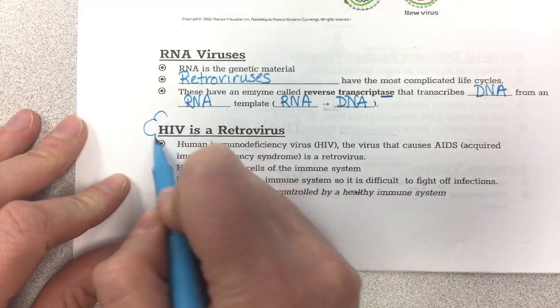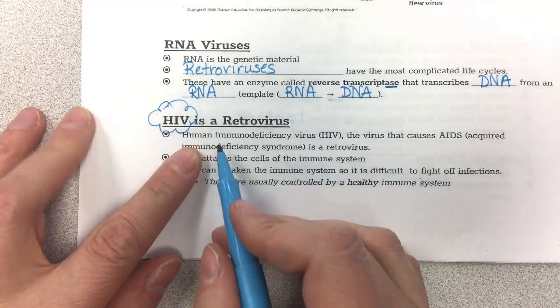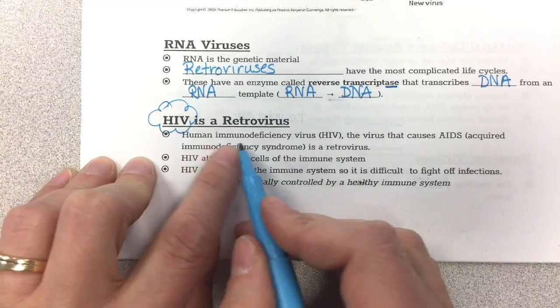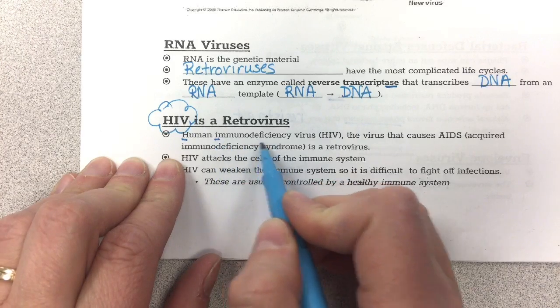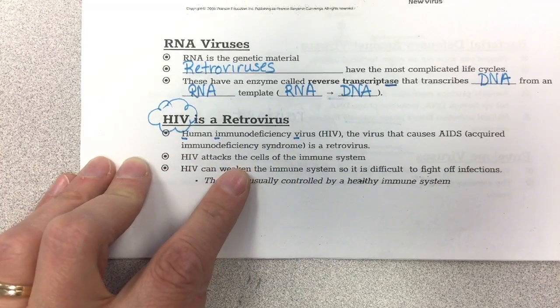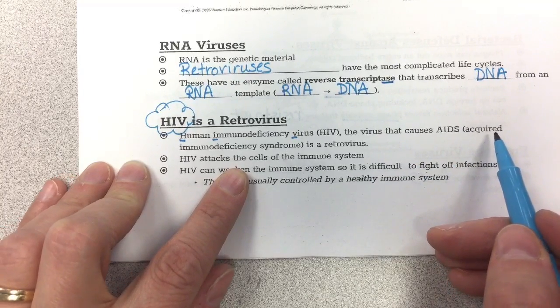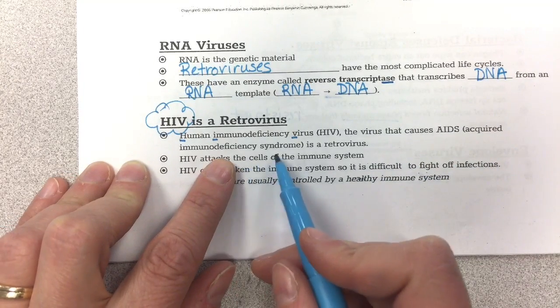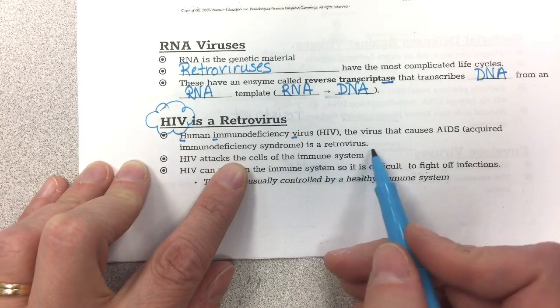And HIV, big retrovirus, all right? So HIV, human immunodeficiency virus. All right, this is the virus that causes AIDS. AIDS is the disease, the acquired immunodeficiency syndrome. And this virus that causes that is what we call a retrovirus.